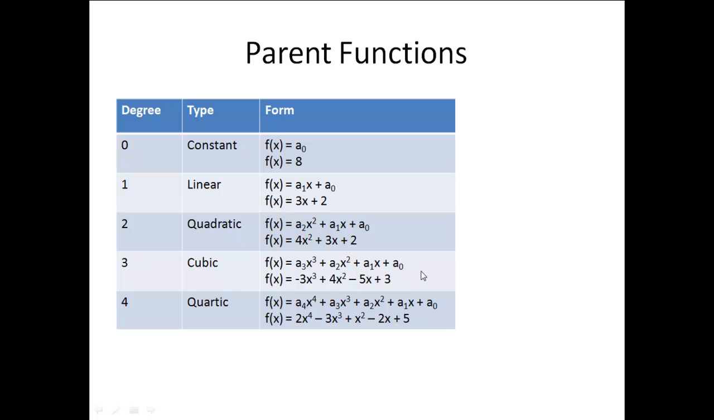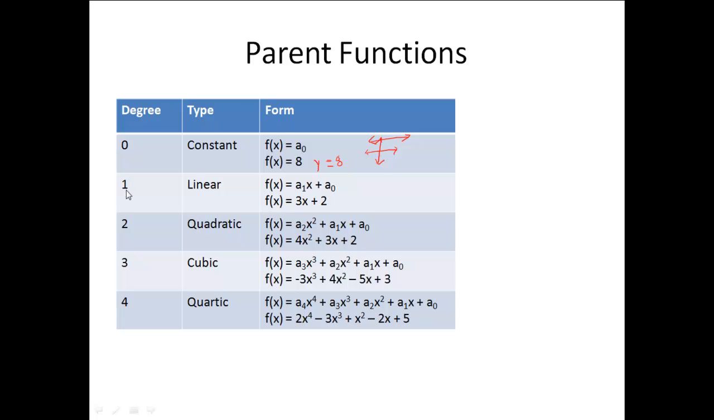Okay, we're going to be looking at different kinds of polynomial functions, so we're going to go over the parent functions first. If we have a degree of 0, we call that a constant polynomial function. It's going to look like f of x equals a sub 0, or an example would be f of x is equal to 8. Now, when you have a function like that, your graph is going to be a straight horizontal line. This is like saying y equals 8.